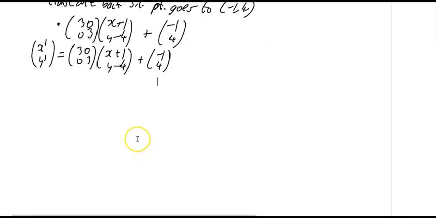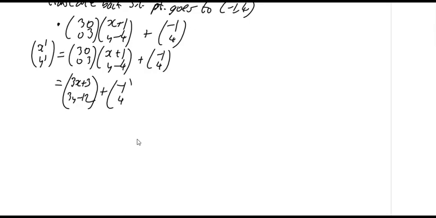Okay, running through this as quickly as we can. This is now going to be a column vector. This is going to be 3x plus 3, and then 3y -12, and another column vector -1, 4, and that is going to be the same as 3x plus 2, and 3y -8. And this is the fancy bit.